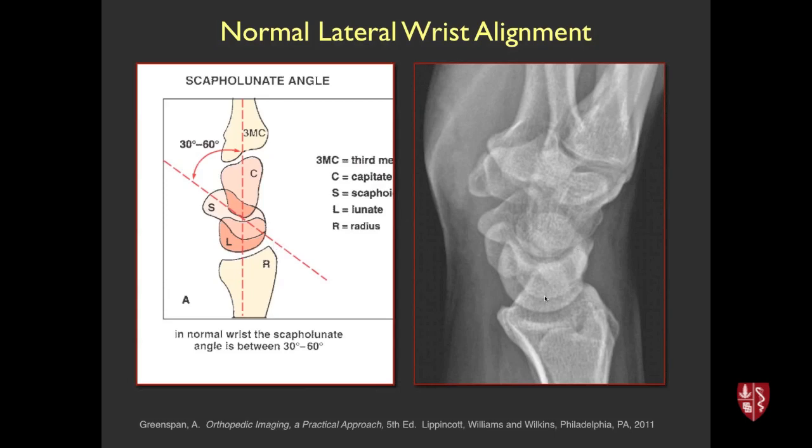So in this radiograph, it's a little trickier than the cartoon, right? But if we outline the lunate here, it's like that. You draw a line bisecting it, and then you got to find the scaphoid, draw a line around there, and then you bisect it. And so this is the angle here that should be between 30 and 60 degrees.